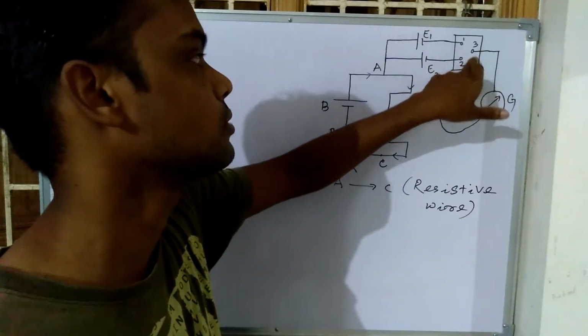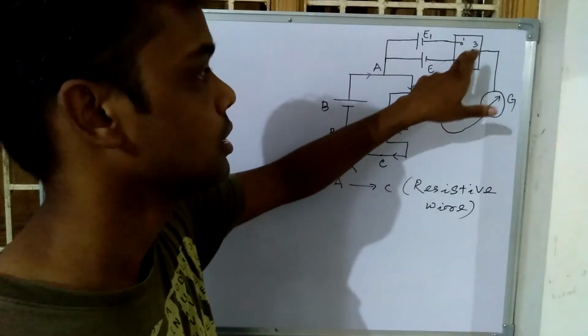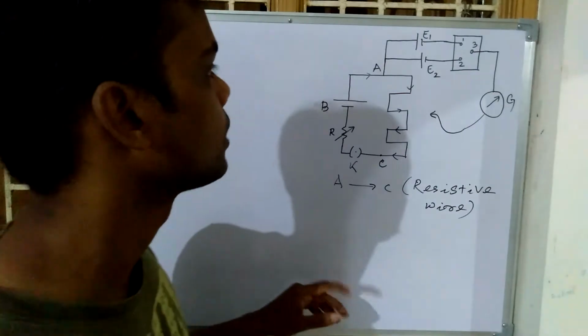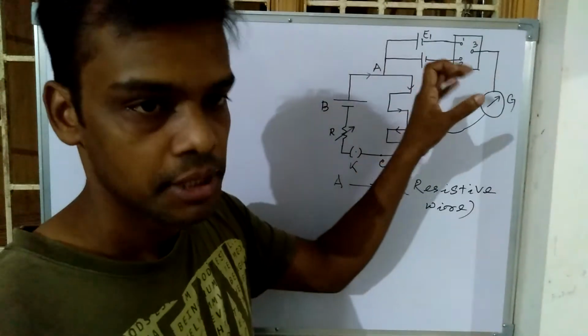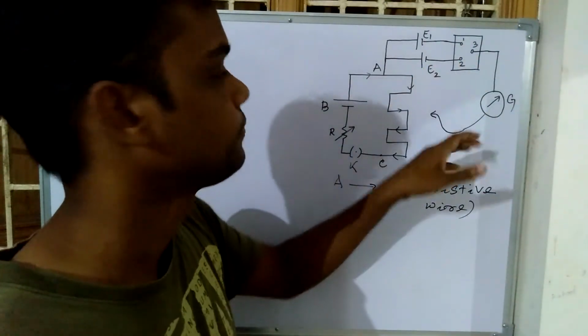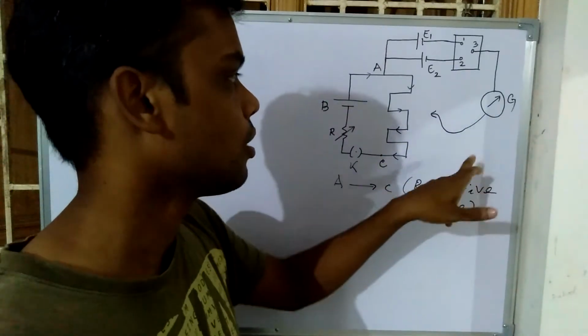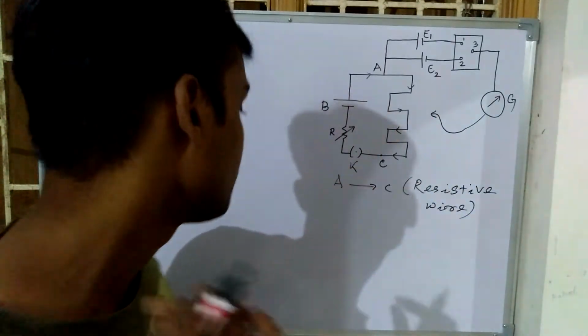If you connect 1 to 3, then 2 will be disconnected. If you connect 2 to 3, then 1 will be disconnected. Very simple. Alternatively, you can connect them. Now this is a galvanometer. Now this is the other end of the galvanometer. Now come to the operation.